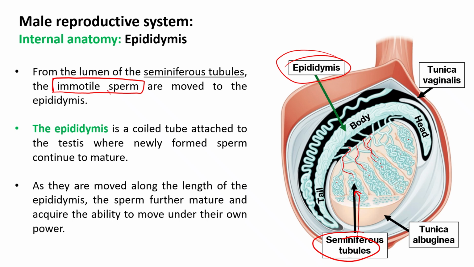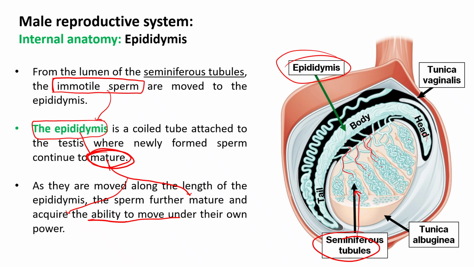So it's in the epididymis, which is this very long tubular structure, right? It's basically highly packed. If you unwrap the epididymis, what you're going to have is a very long tube. It's a coiled tube attached to the testis, and that is the place where the cells fully mature. So what that means is that it's in the epididymis where this immature sperm will transform, mature, and acquire the ability to move.